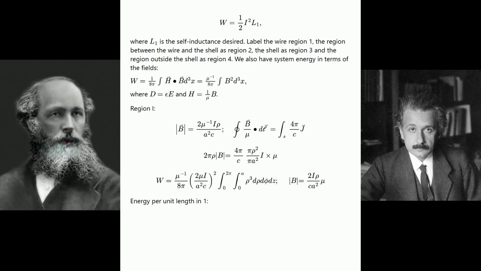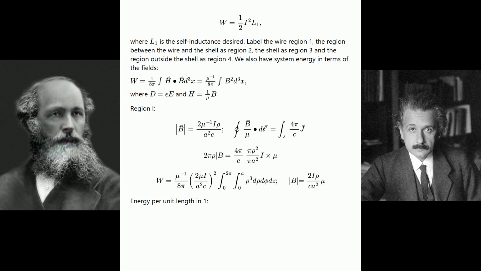We also have system energy in terms of the fields, W equals 1 over 8 pi integral of H vector dot B vector d cubed x, which equals the fraction with numerator mu to the negative 1 and denominator 8 pi integral of B squared d cubed x, where D equals epsilon E and H equals 1 over mu B. Region 1.